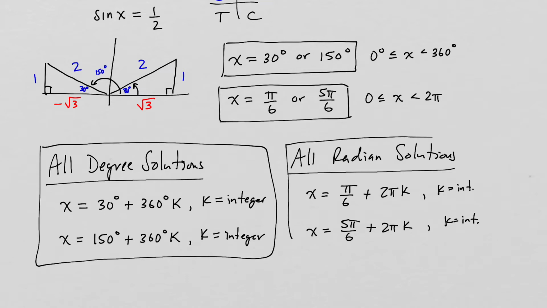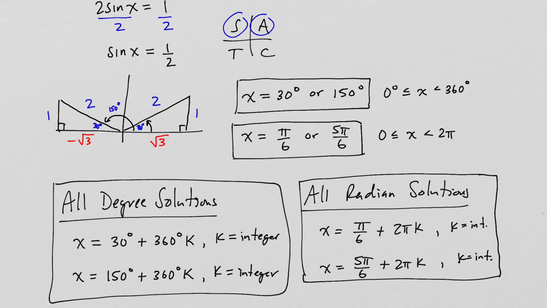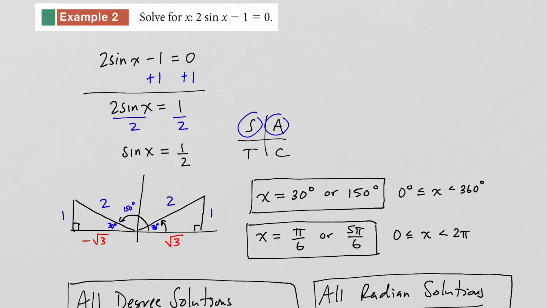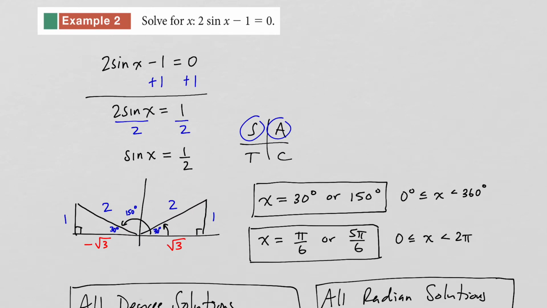So you have to pay attention to how they ask for the solutions. Now, this is all semantics. The important thing is how you get these solutions in the first place. So the fundamental principle of solving a trig equation is that you want to get the trig function by itself and then determine the angles by drawing a simple diagram. Let's take a look at some other examples.